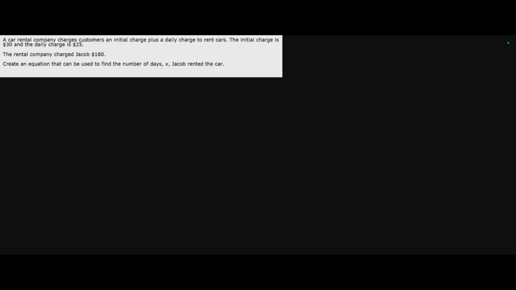A rental company charges customers an initial charge plus a daily charge. Daily means constant, right? It's going to happen constantly. They're going to be charging by a certain amount every time, so we know we're going to have to use linear equations. The initial charge is $30, so you know your y-intercept, your initial charge, your starting value, that they're going to charge you is $30. And the daily charge, another word for the constant rate that they're charging you, is $25.